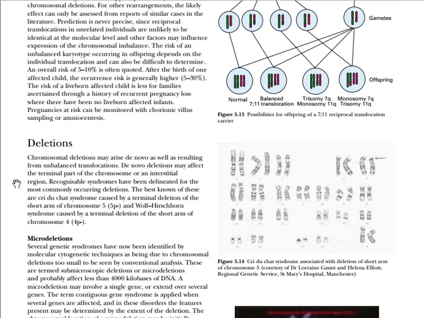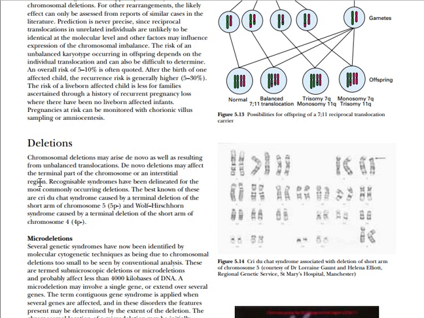Now we have other structural abnormalities like deletion. Chromosomal deletion may arise de novo. As the word says, you have a deletion of one part of a chromosome. Is it clear? It may be de novo or it may be inherited from the parents. Now, deletion can be an interstitial deletion, or it may be a terminal deletion. Those are the two main types of deletion.